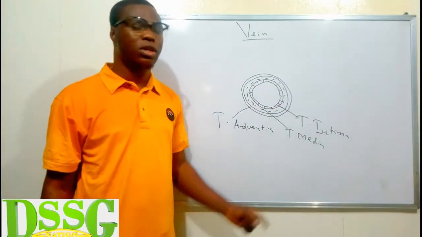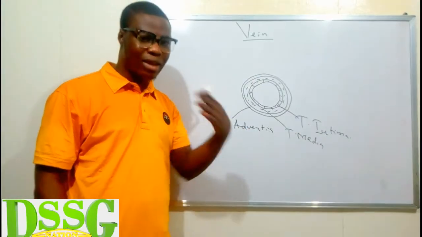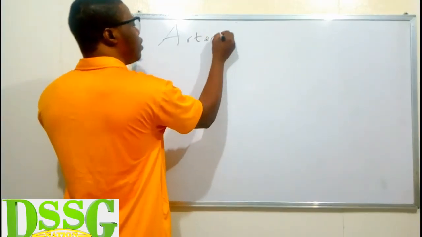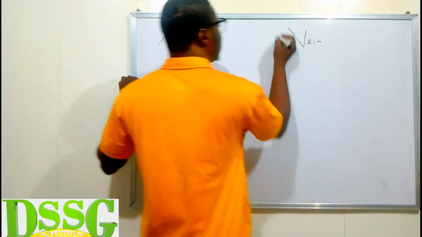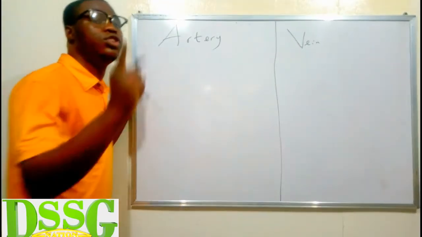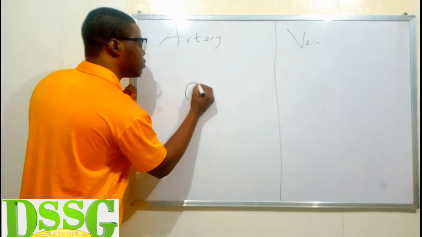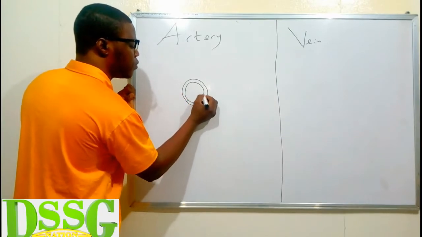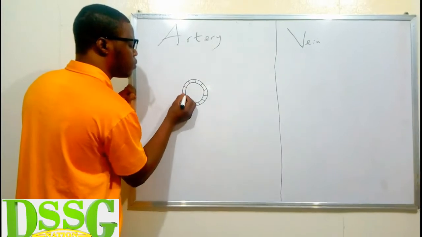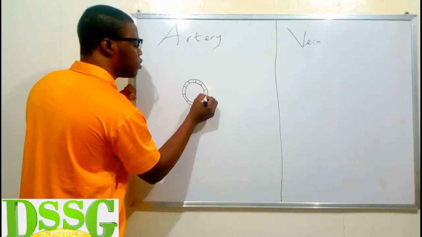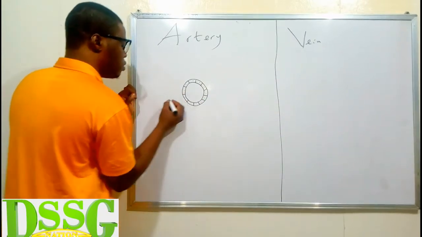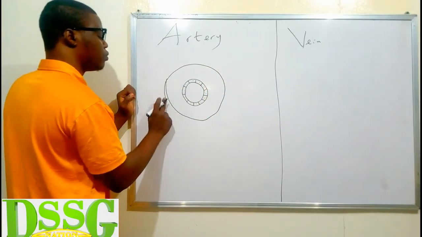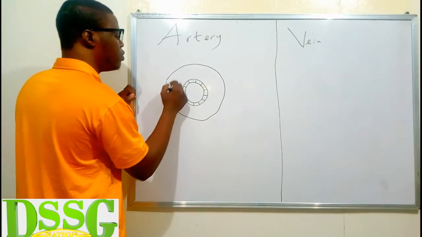So I won't ask you what are the differences. I will draw the artery here and the vein here. Then we are going to analyze it. We talk about their differences. So let's say we are putting in the artery here. Artery, and then the vein right here. So the structure of the artery, watch out. Nucleus, nucleus, nucleus, nucleus. So the middle layer.